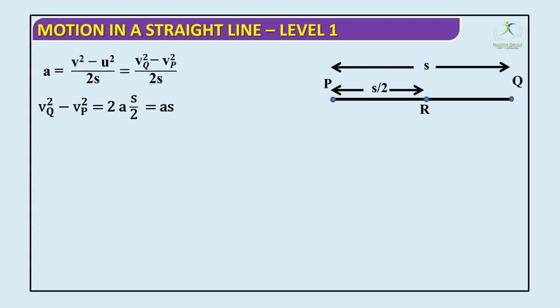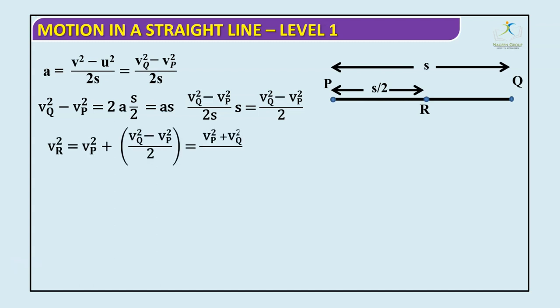VQ square minus VP square is equal to 2AS by 2, which is AS. So VQ square minus VP square by 2S into S is equal to VQ square minus VP square by 2. VR square is equal to VP square plus VQ square minus VP square by 2, which comes to VP square plus VQ square by 2. So VR is equal to the root of VP square plus VQ square by 2.